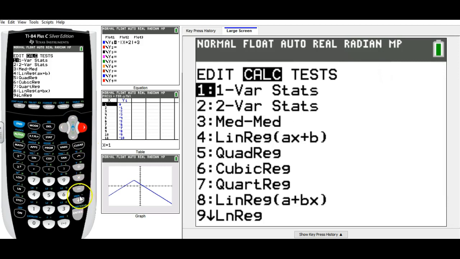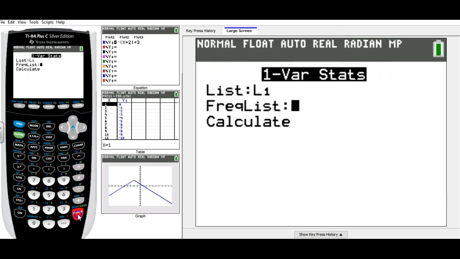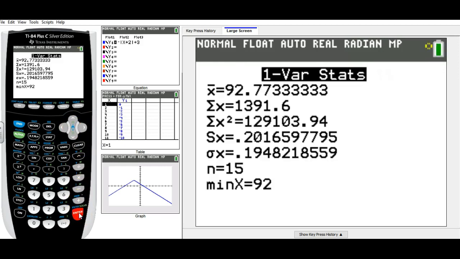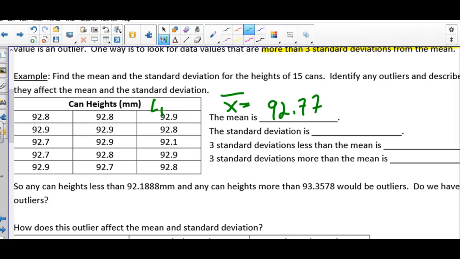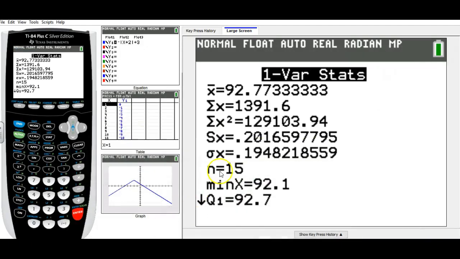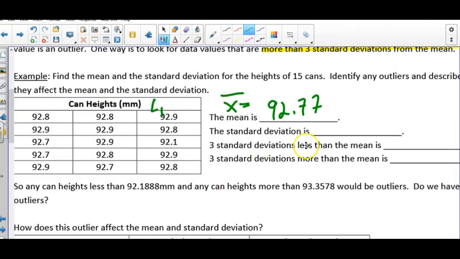Stat, calculate. That looks a lot better. Our first question says, what is the mean? Well, we have 92.77. That's our mean, X bar. Now our standard deviation, 0.19. Always go 2 decimal places on these.